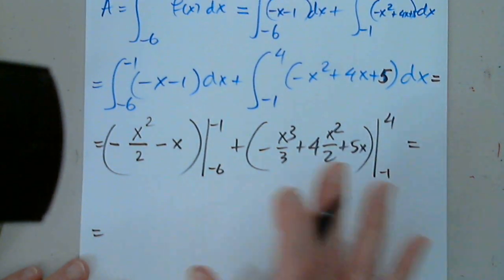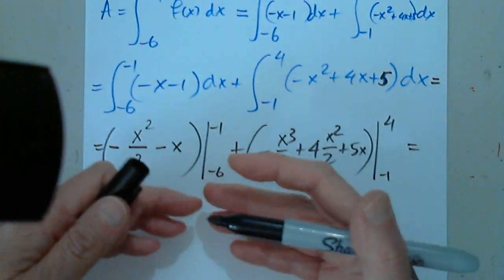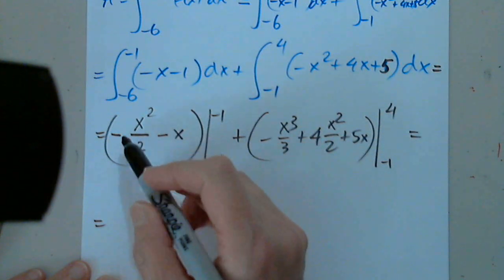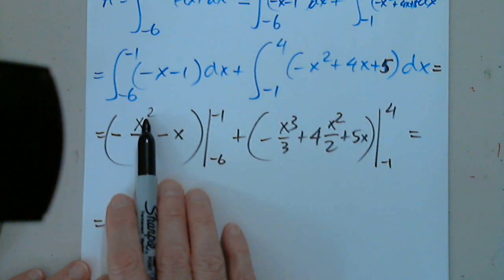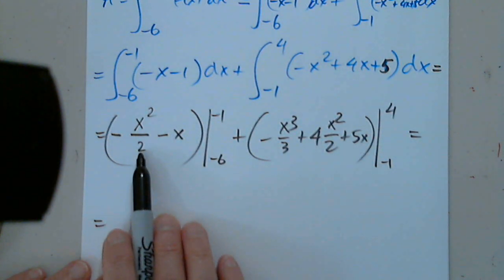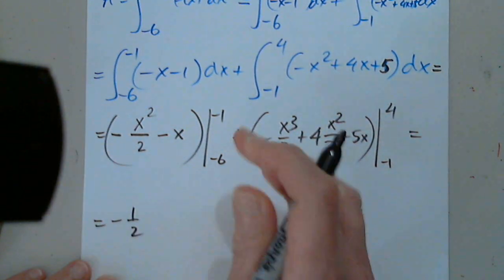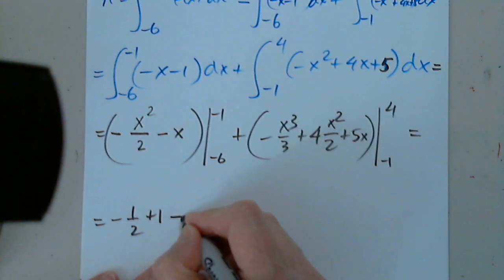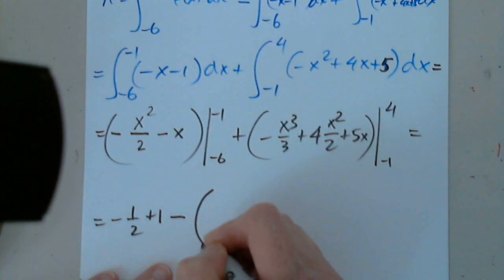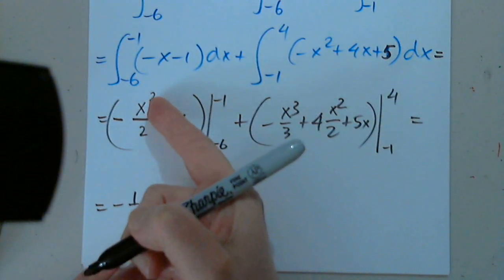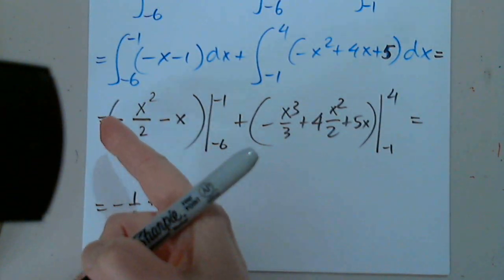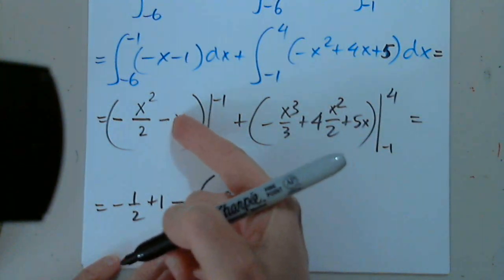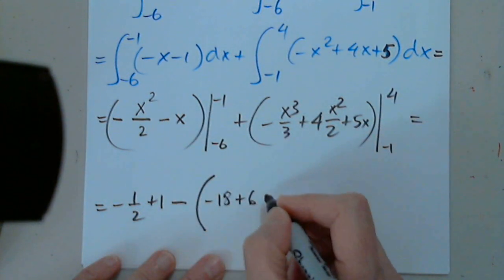Good. So now this is cumbersome. From this moment on, it's just arithmetic, right? Careful, careful, careful. I have to plug in -1. -1 squared will be 1. 1 over 2 is 1/2 with minus in front. When I plug in -1, I get +1. Be very careful now. Write minus and open parentheses. I plug in -6 and it's 36 over 2, which is 18. -18. I plug in -6 and I get +6.